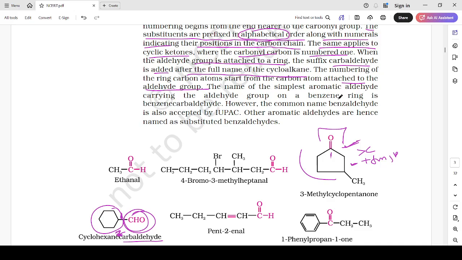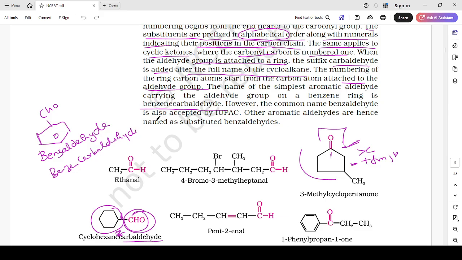The name of the simplest aromatic aldehyde carrying the aldehyde group on a benzene ring is benzene carbaldehyde. This one. You know the common name. What is the common name? Benzaldehyde. What is the IUPAC name? Benzene carbaldehyde. However, the common name benzaldehyde is also accepted by IUPAC. So you can see people generally don't address it as benzene carbaldehyde anymore. We call it as benzaldehyde itself.